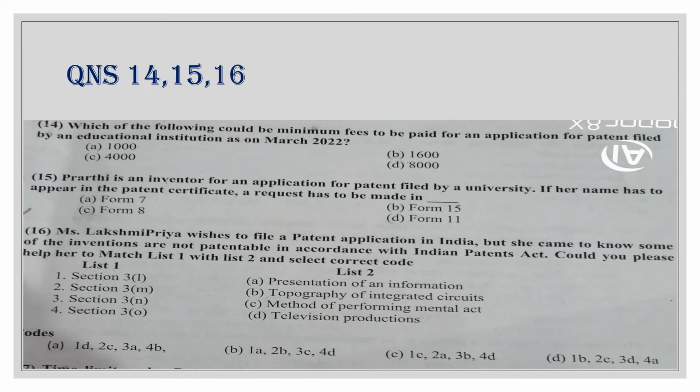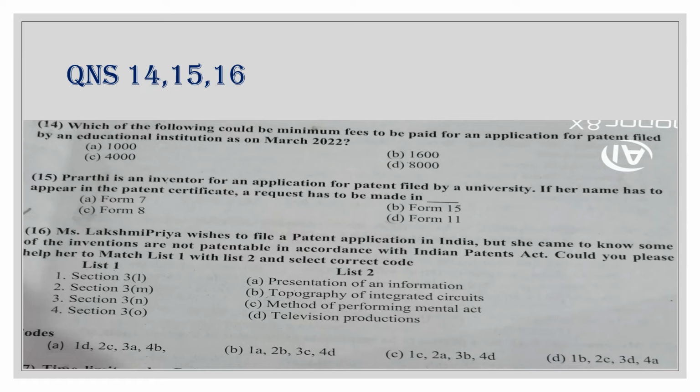The correct option is option B, that is 1600 rupees. Now question number 15 is, Prarthi is an inventor for an application for a patent filed by a university. If her name has to appear in the patent certificate, a request has to be made in which form?